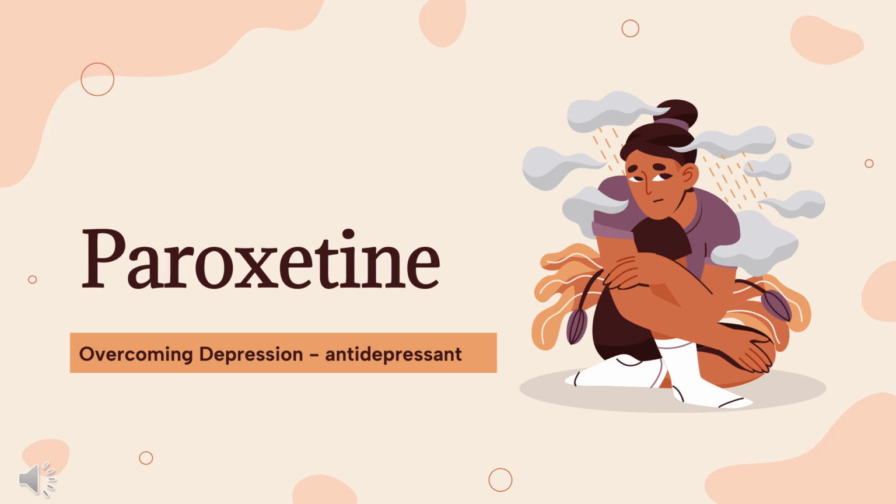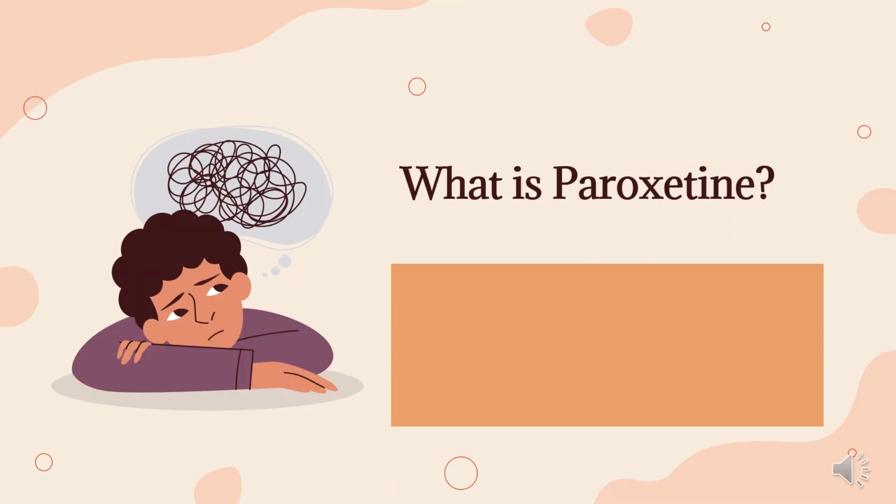Paroxetine is a selective serotonin reuptake inhibitor used to treat major depressive disorder, panic disorder, OCD, social phobia, generalized anxiety disorder, the vasomotor symptoms of menopause, and premenstrual dysphoric disorder. In this video, let's find out: What is paroxetine? What is paroxetine used for? Contraindications. What are the side effects of taking paroxetine? How does paroxetine work? How to use paroxetine.